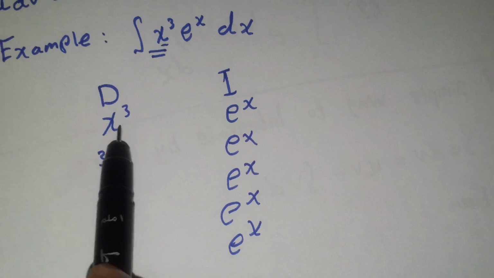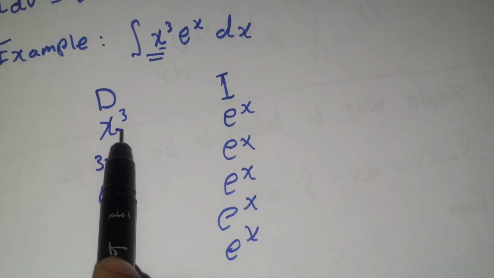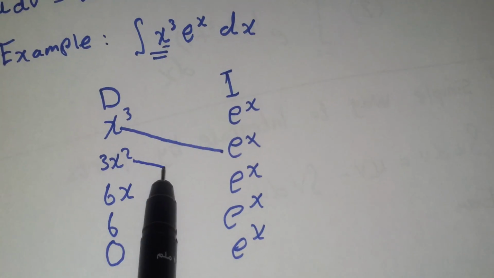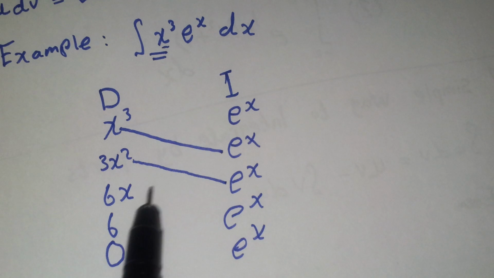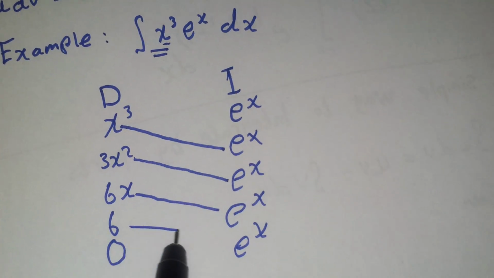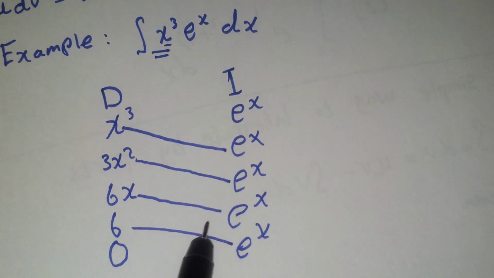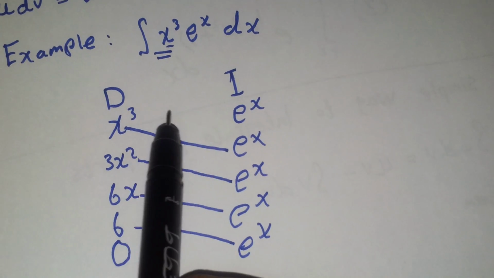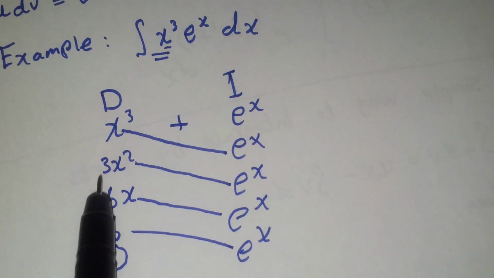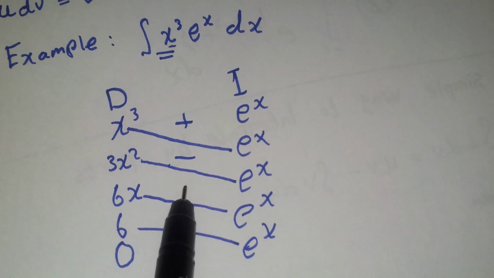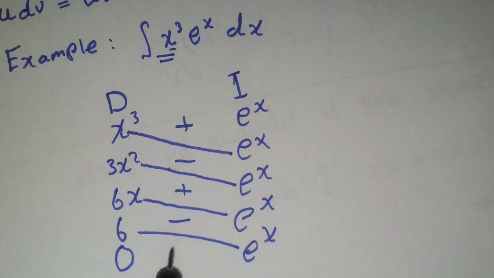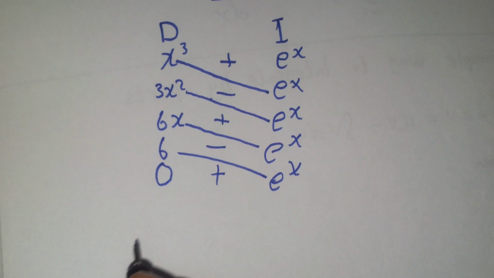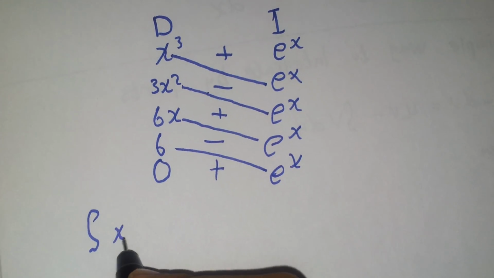Now we're going to connect the lines: x cubed to the second point in the integral column, the second point in the derivative column to the third point in the integral column, and so on, as you see in this way. The second step, we're going to assign the signs, starting with plus, then minus, then plus, then minus, then plus.